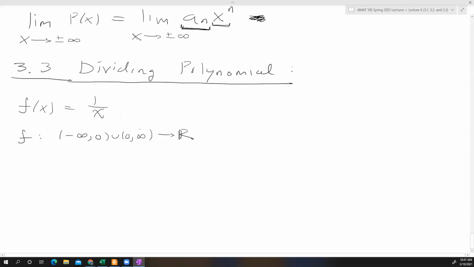But you can ask, well, what's happening near 0? What happens as x gets very, very close to 0, but not actually equal to 0? All this is the more vague language of limits. So when you ask what happens to the function as x goes near 0, you're asking what is the limit as x goes to 0 of the function f of x.